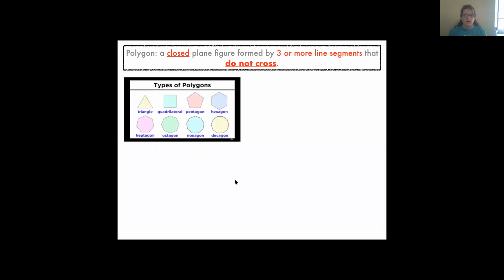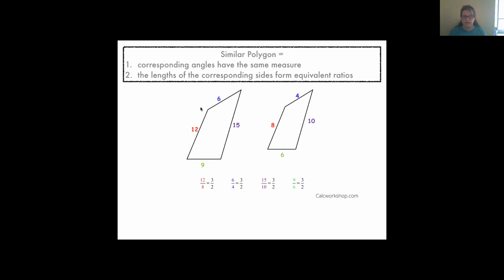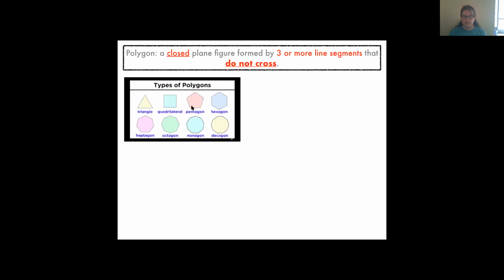All right. Also, you need to know that a polygon is a closed plane figure formed by three or more line segments that do not cross. Here's different types of polygons. Notice that the triangle has 3 sides. It says 4, 5, 6, 7, 8, 9, and 10 sides. So they have more than 3 sides, and they have more than 3 line segments. So you remember, this is a line segment, this is a line segment, this is a line segment. They do not cross. They are all connected. All right, that's a polygon.